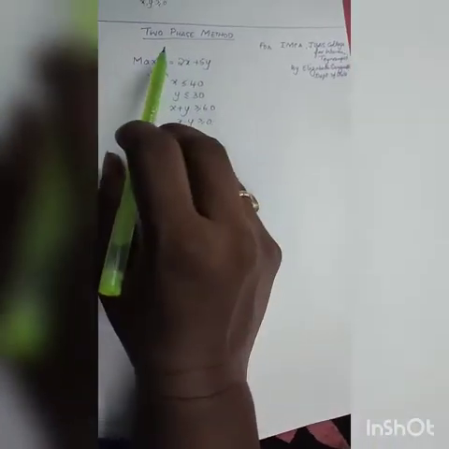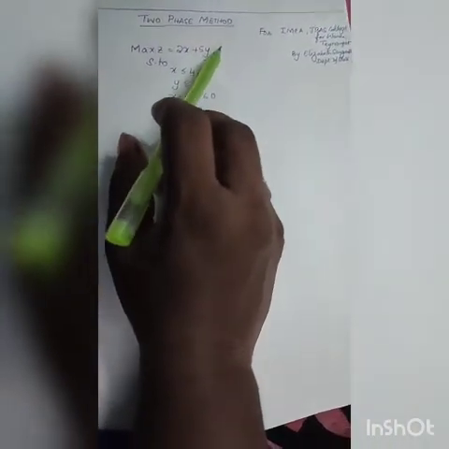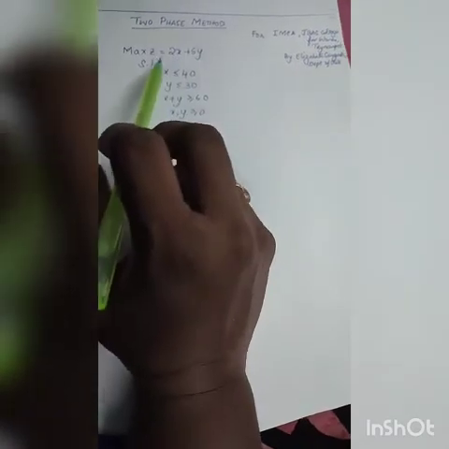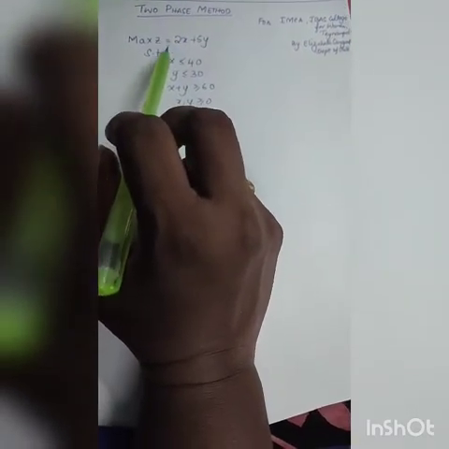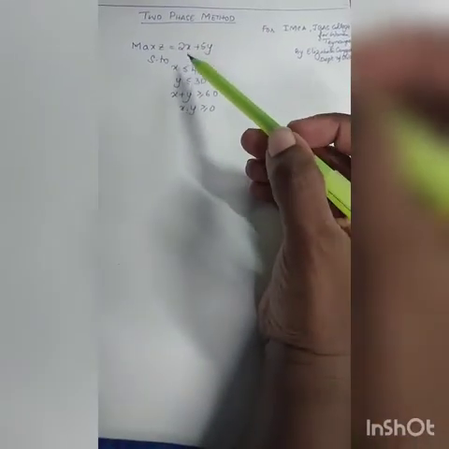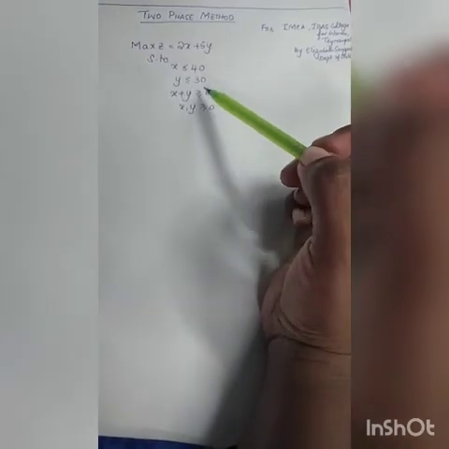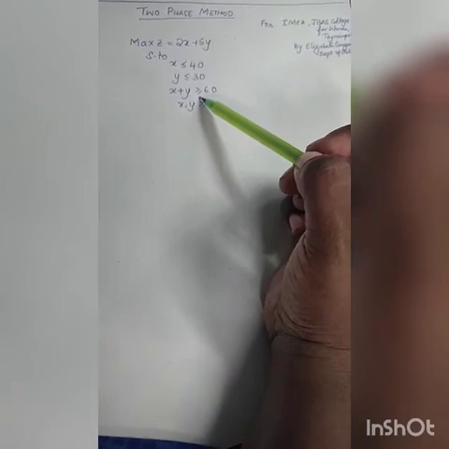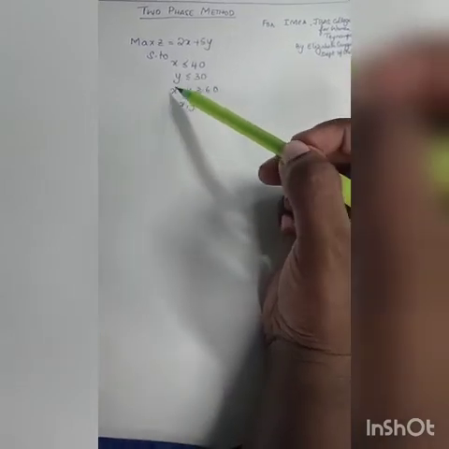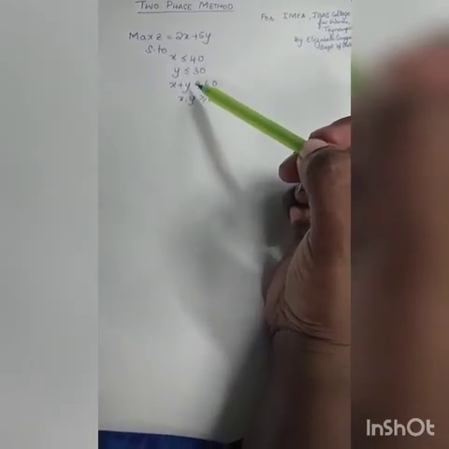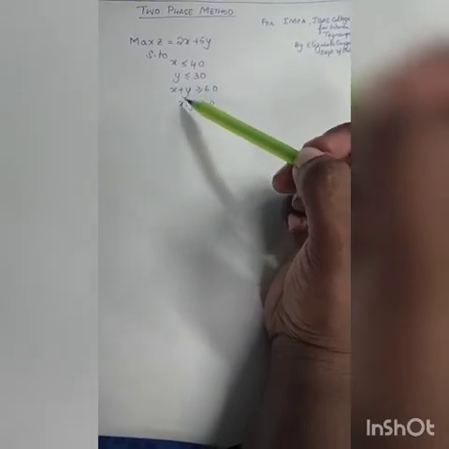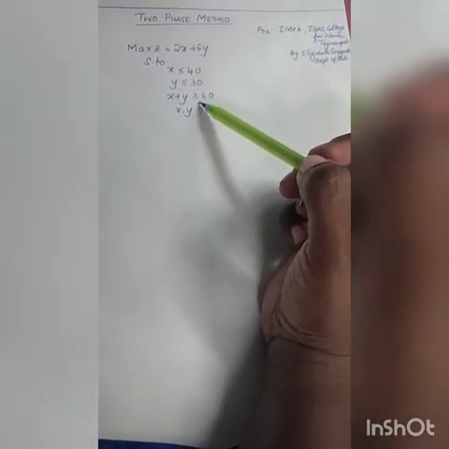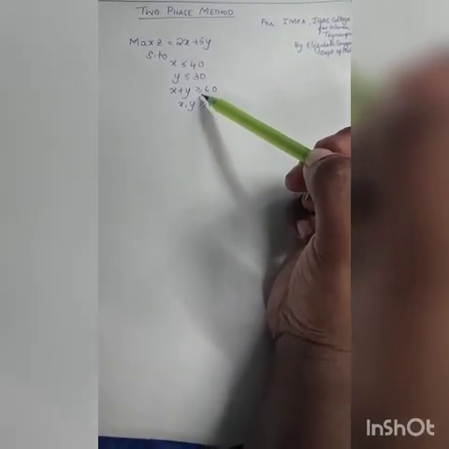Okay guys, so today we are going to talk about the two-phase method. I've already told you we have already done the big M method and the simplex method. Here the two-phase method is another method where you have a constraint which is either greater than or equal to, or just equal to. So you have an artificial variable coming in here, and when the artificial variable comes, you use either big M or the two-phase method.